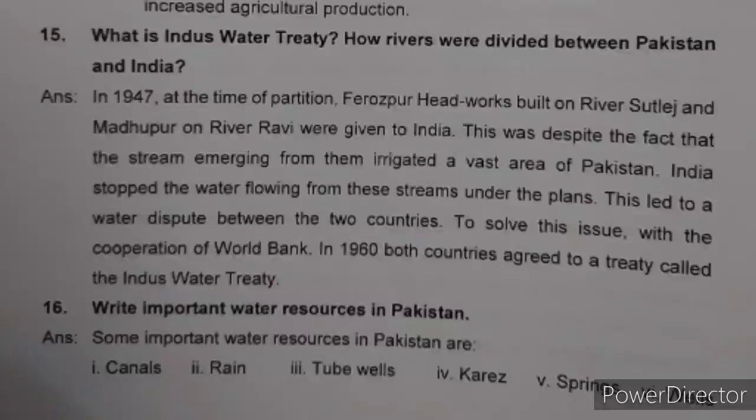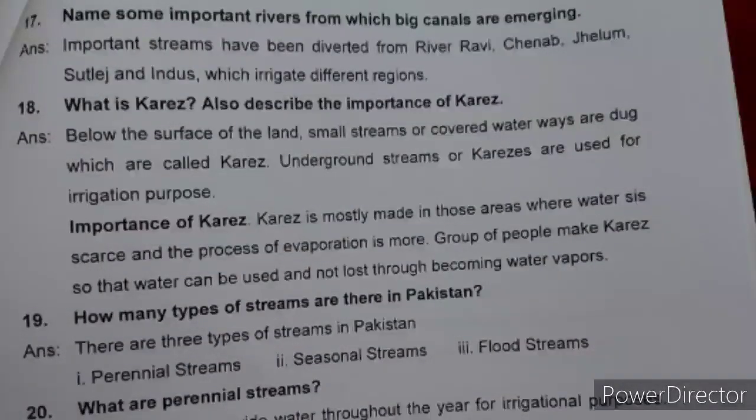Some important water resources in Pakistan are canals, rain, tube wells, karezes, springs, and wells. Name some important rivers from which big canals are emerging. Important streams have been diverted from the rivers Ravi, Chenab, Jhelum, Sutlej, and Indus, which irrigate the different regions.